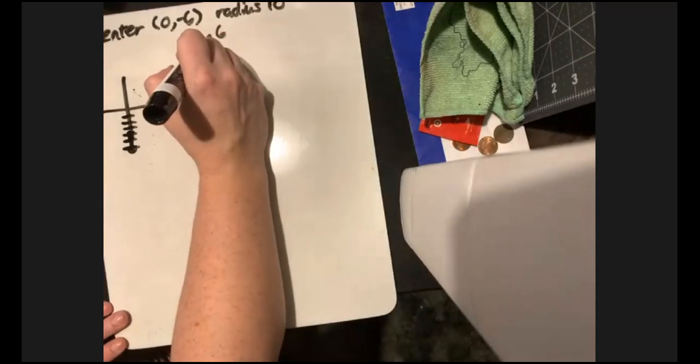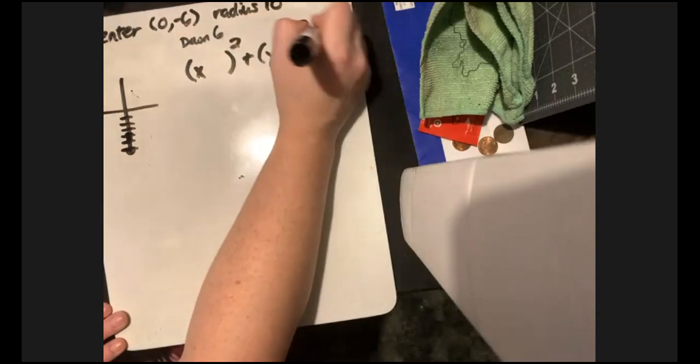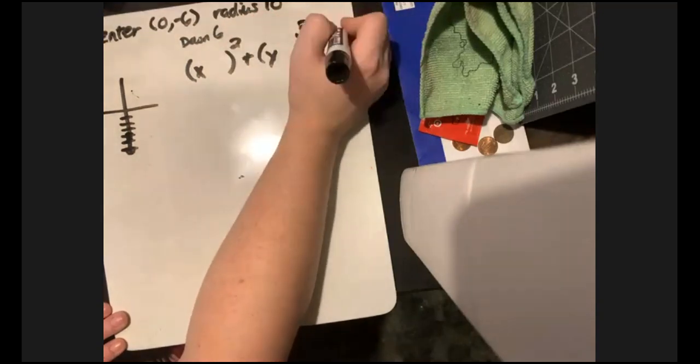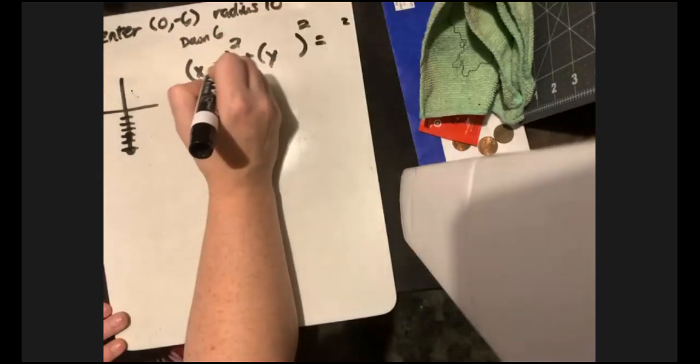And again, noting that it went down 6. When I start to think about this, this was X, this was Y, and then this is R squared. Okay, so I've got a squared over here. I didn't go left or right any.